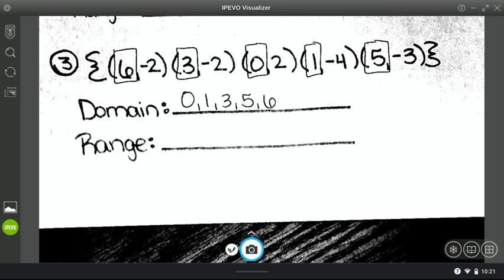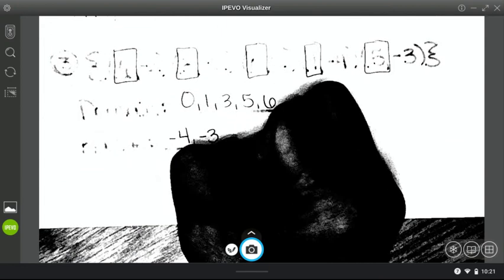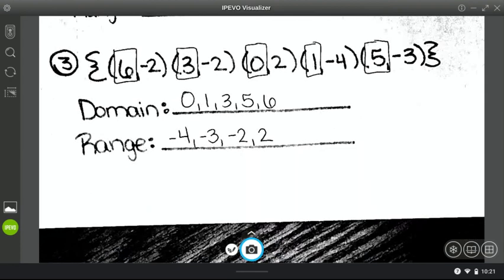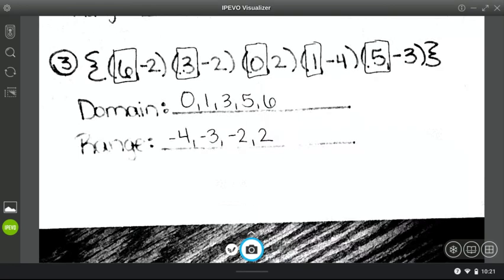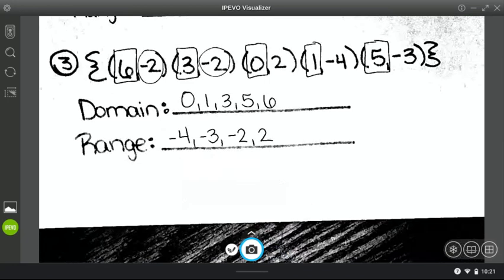-4, -3, -2, 2. All right, so we've got -4, -3, -2, and 2. All right, how come we have less numbers in the range than we did in the domain? All right, those -2s, we did have a repeat, so we only list those once. We're just saying what values are possible for these, and these are the possible values.